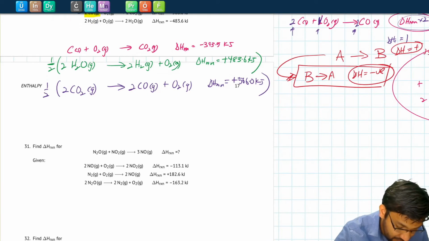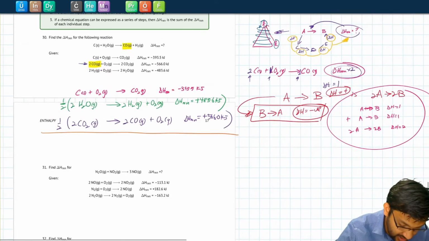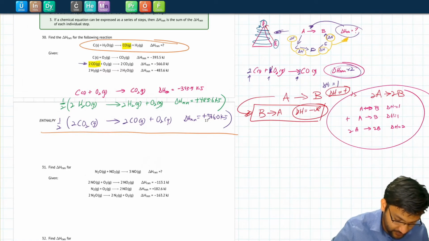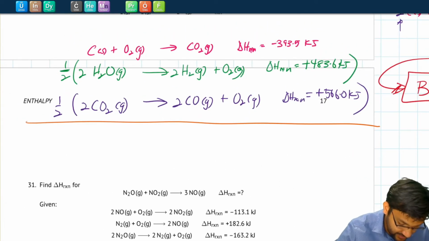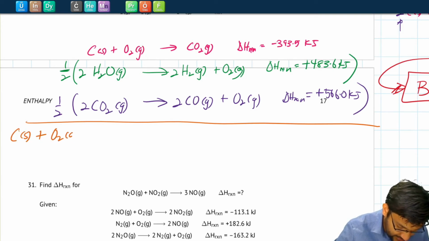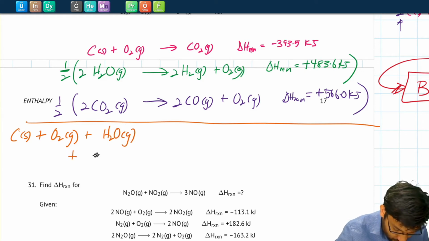Okay, so now we've set this up, let's add them all up to just verify that we actually got the correct equation that we're looking for. So let's add up all the things on the reactant side first, all the substances. So we have carbon, solid, plus oxygen, gas, plus 1/2 of 2 water, so that's 1 H2O gas, plus 1/2 of 2 carbon dioxide, so that's 1 carbon dioxide gas.